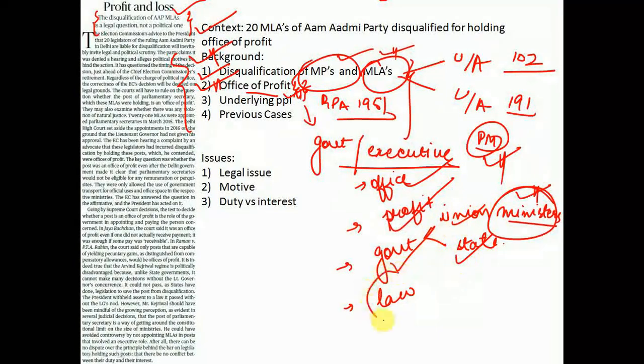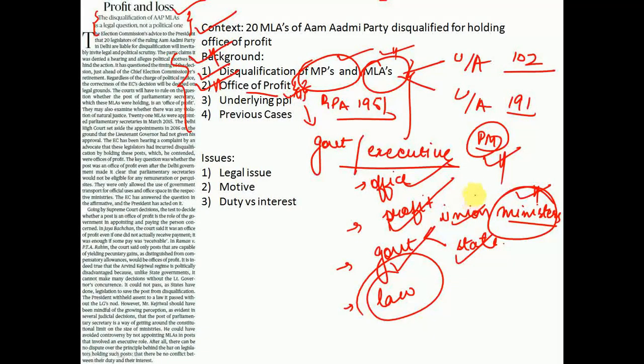Now the issue is here, because a law has been passed by the government which excludes certain offices, which exempts certain offices from being considered as offices of profit, and it is as per this that the ministers and the Prime Minister are not considered as holding office of profit. So this is the basic understanding.